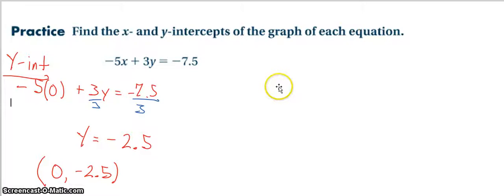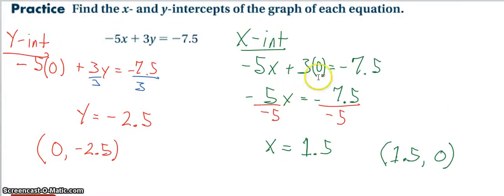So then to find the x-intercept, we do the same thing, plugging in y as 0. So when we solve it all out, we plug in 0 for y, we get that negative 5x is equal to negative 7.5. Do not forget about that negative. When I divide a negative by a negative, we of course get a positive.